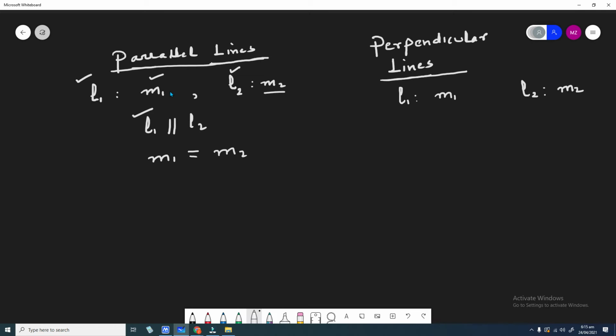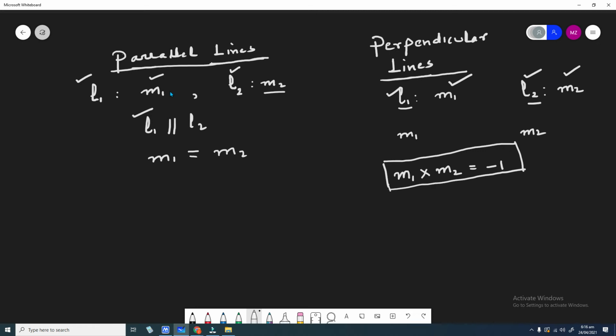Now, what about perpendicular lines? If you have two lines, L1 and L2, and suppose the slope of line L1 is M1 and the slope of line L2 is M2, and we are asked to verify whether these lines are perpendicular or not. First we will find the slope of line L1, which is M1, and then the slope of line L2, denoted by M2. After that we will multiply these slopes, that is M1 multiplied by M2. And if you get an answer of -1, then it means that lines L1 and L2 are perpendicular to each other. So this is the condition for two lines to be perpendicular.